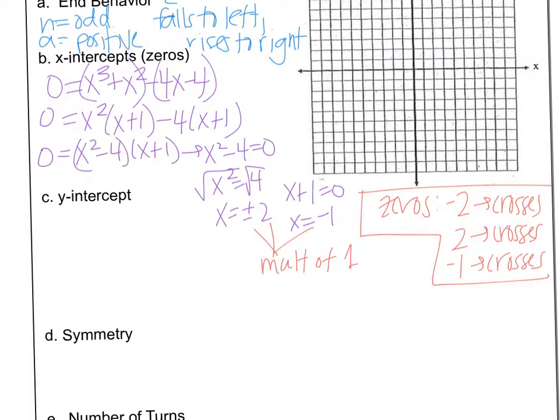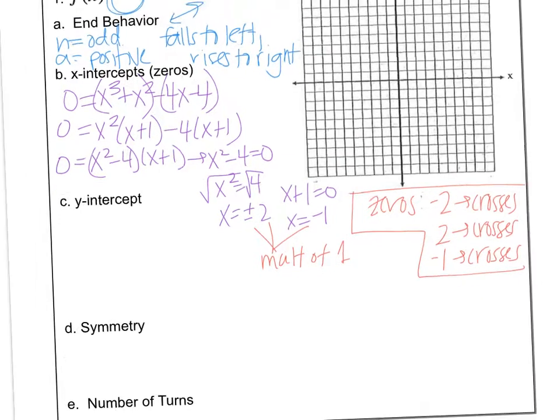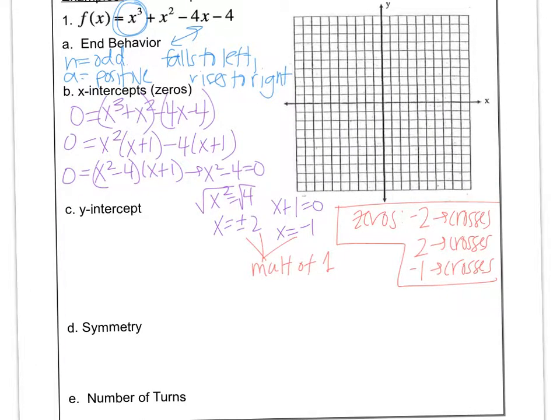Alright, y-intercept. How do I find the y-intercept? Plug in 0 for x. 0 cubed plus 0 squared minus 4 times 0 minus 4. I think some of you could have told me what it is before. What's the y-intercept? Negative 4. Negative 4 is the only thing left there after I put all those zeros in.